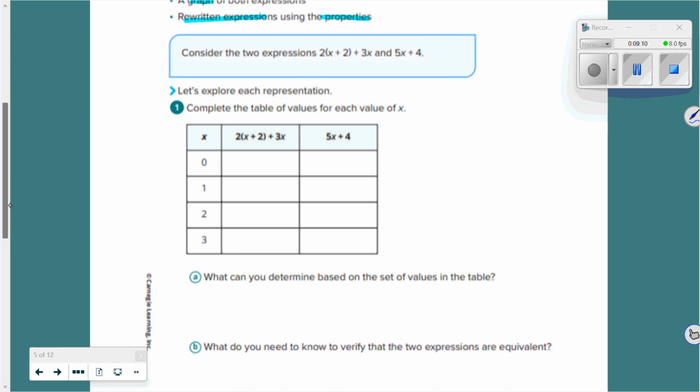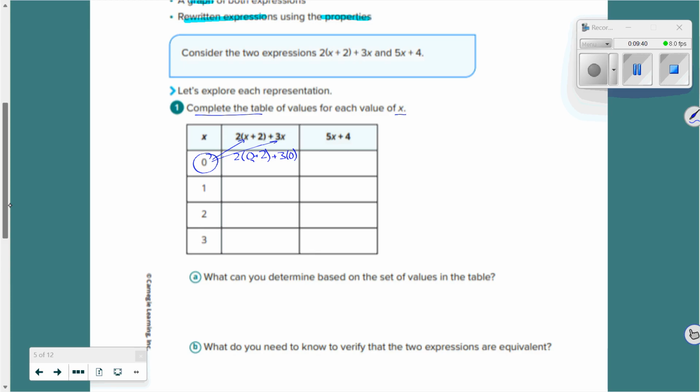While she's doing that, I'm going to get you guys started on this. Our first thing we're going to do is complete the table for each value of x. In other words, we've given you a value for x. All we want you to do now is substitute that value anywhere you see the variable and then solve. I'll walk through the first one with you. I'm going to put the 0 here and the 0 there. So I'm going to rewrite this: 2 times (0 plus 2) plus 3 times 0.